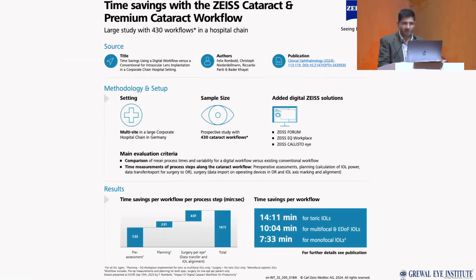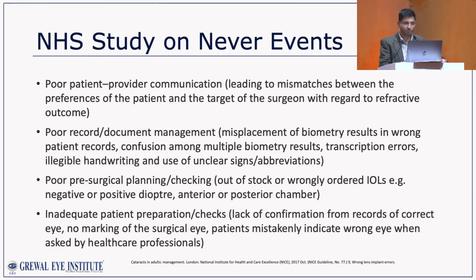Again, this was a large study that was done in Germany. This showed 14 minutes saved for a toric IOL patient, 10 minutes for your other premium IOLs, and 7.5 minutes for any patient undergoing a monofocal IOL. These are tremendous savings that can really help us do more for our patients.